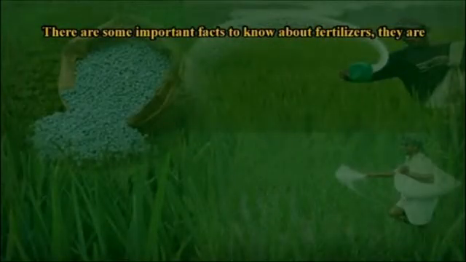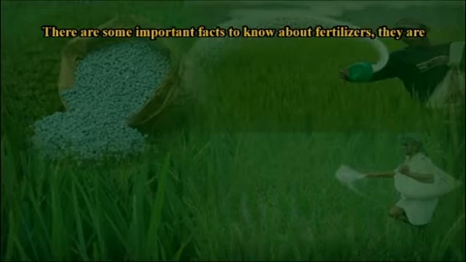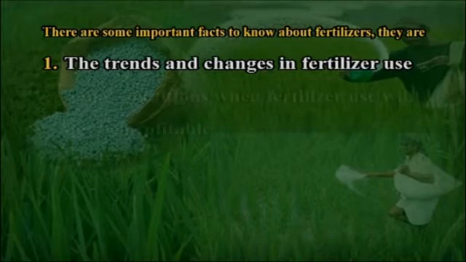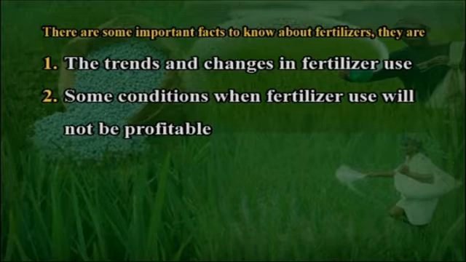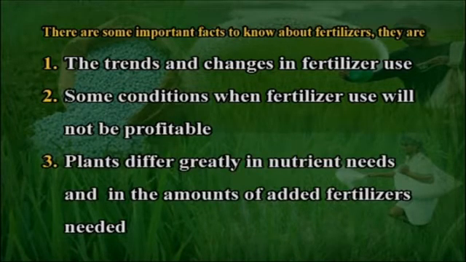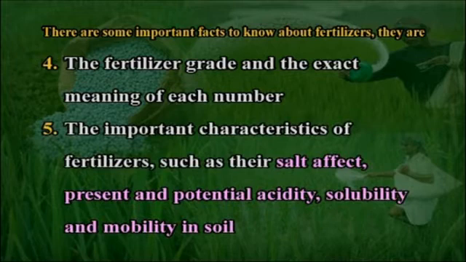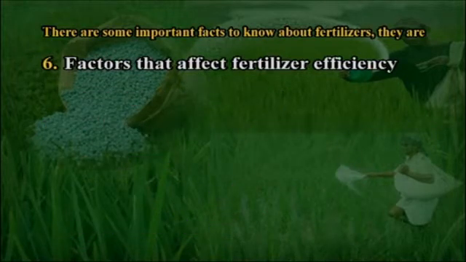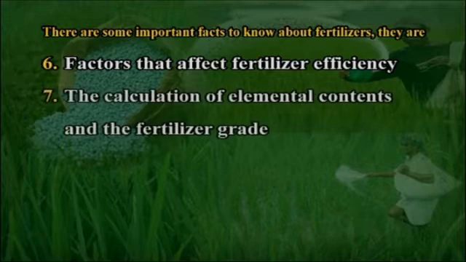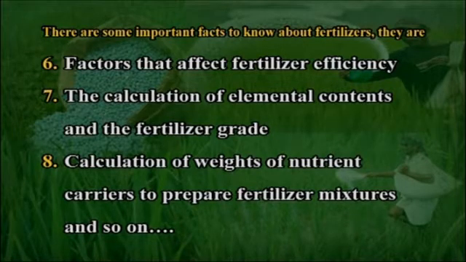There are some important facts to know about fertilizers. They are the trends and changes in fertilizer use, some conditions when fertilizer use will not be profitable, plants differ greatly in nutrient needs and in the amounts of added fertilizers needed, the fertilizer grade and the exact meaning of each number, the important characteristics of fertilizers such as their salt effect, present and potential acidity, solubility and mobility in soil, factors that affect fertilizer efficiency, the calculation of elemental contents and the fertilizer grade, calculation of weights of nutrient carriers to prepare fertilizer mixes and so on.